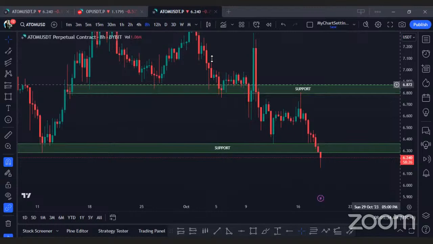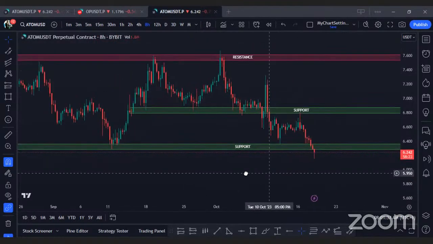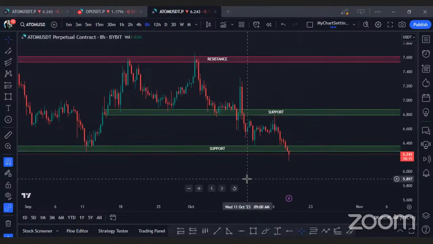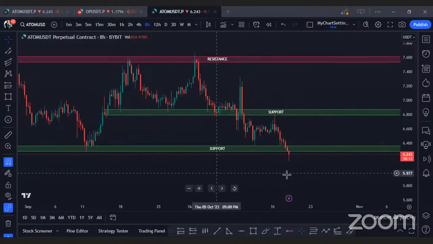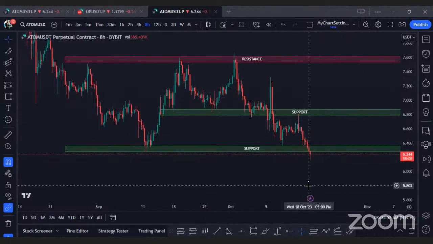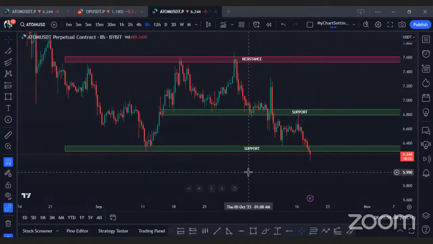I was actually looking at this token having a bounce from here, maybe coming to this next support level at that $6.8 level. But that didn't play out. Morning, everyone, you're welcome. So for Atom, I wouldn't disturb myself much on this.